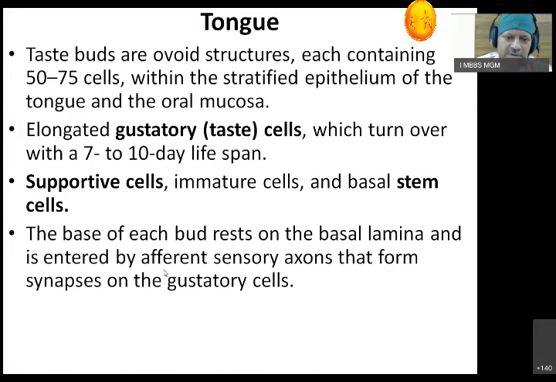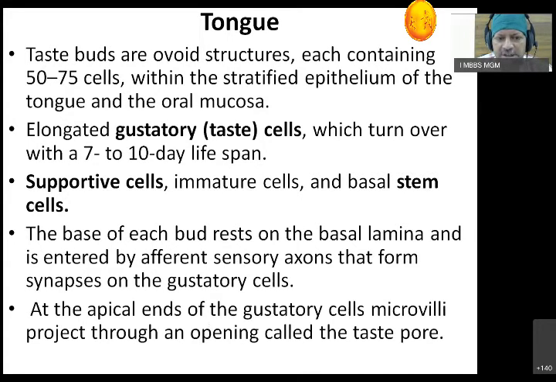I will show the figure to you. They come under special sensation. The chorda tympani is one of the nerves which helps in taste. That's a branch of the facial nerve.